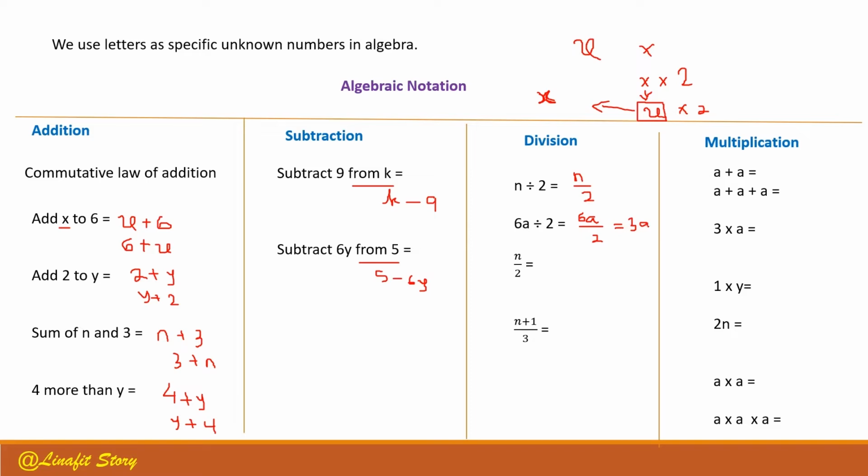n out of 2 is equal to 1 out of 2 times n. n plus 1 out of 3 is equal to 1 out of 3, open bracket, n plus 1. How about n out of 4? So this means 1 out of 4 n.